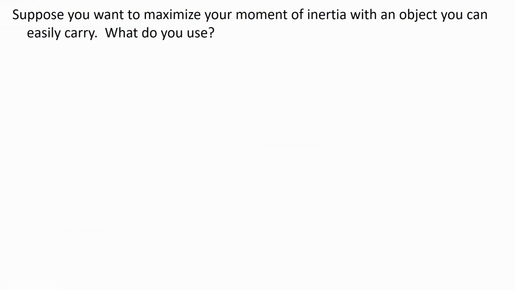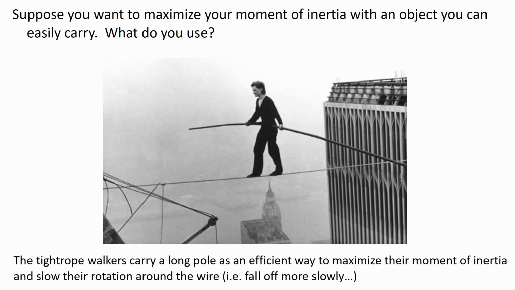Cool example of this. Suppose I want to maximize my inertia. I want to be rock steady, impossible to knock down or tip over with an object I can carry really easily. Well, I would want the I to be as big as humanly possible. I want to have all the mass be as far away from me as I can, but still have the object be really lightweight and portable. Well, what I'd use is one of these.